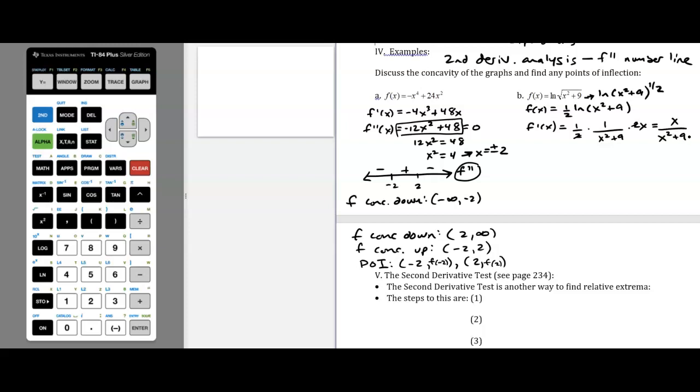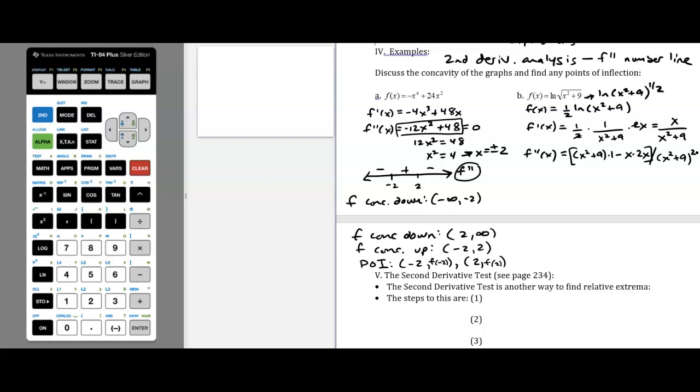So we do in fact have to do quotient rule for our second derivative, because we have two functions of x in between the numerator and denominator. Our second derivative will be the bottom times the derivative of the top minus the top times the derivative of the bottom, all over the bottom squared. And the bottom squared is x squared plus 9 squared.